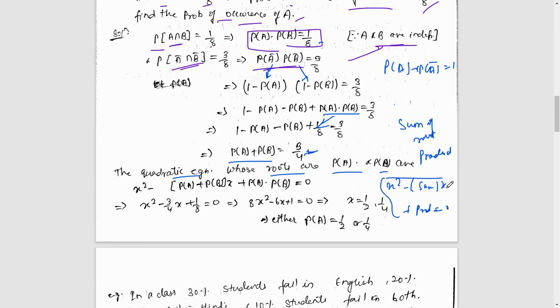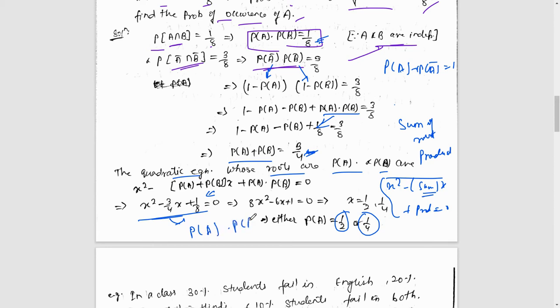So this is the quadratic equation you get. If PA and PB are the roots, then the sum of roots is 3 by 4, which is already given, and the product of roots is 1 by 8, which is also given. You can just replace these two things in this formula and you get this quadratic equation. When you solve it, you will get your roots only. So when you solve this equation, you get 1 by 2 or 1 by 4, and these are the roots of this quadratic equation. Root means it's PA and PB.